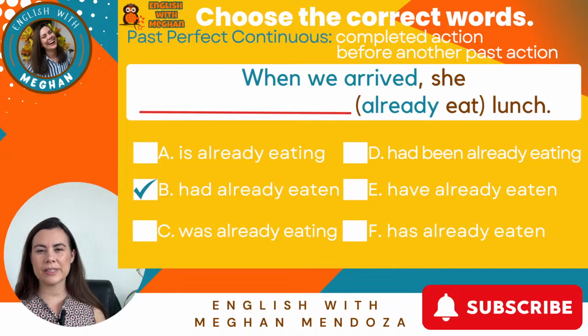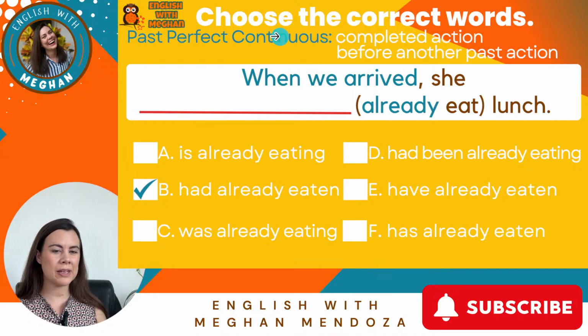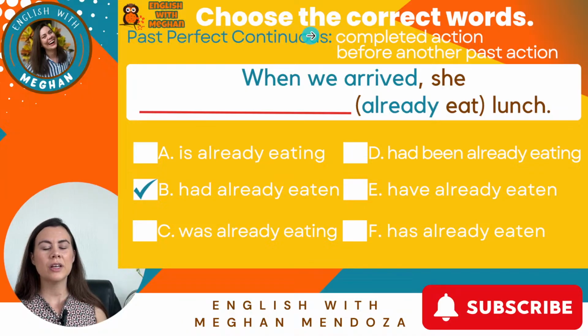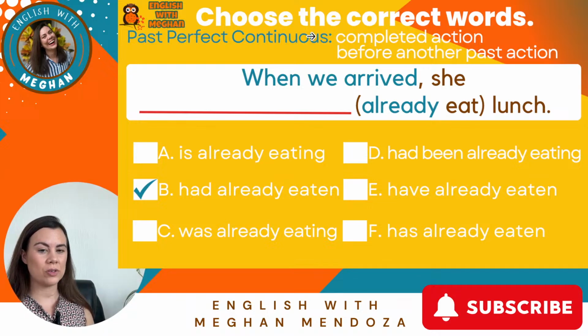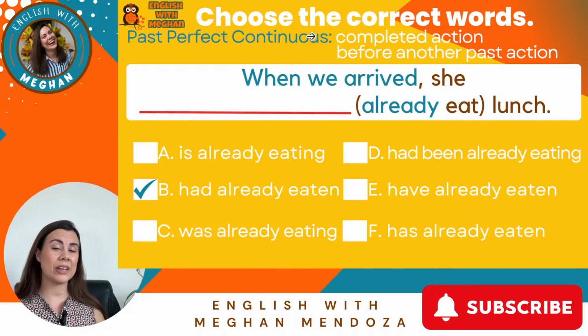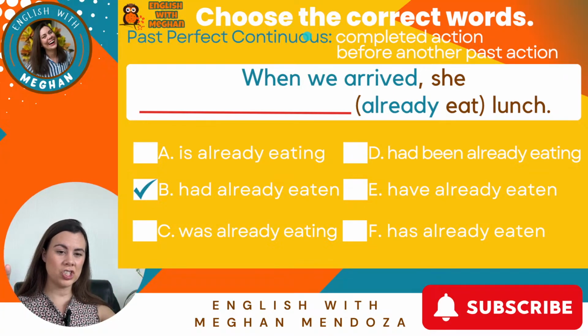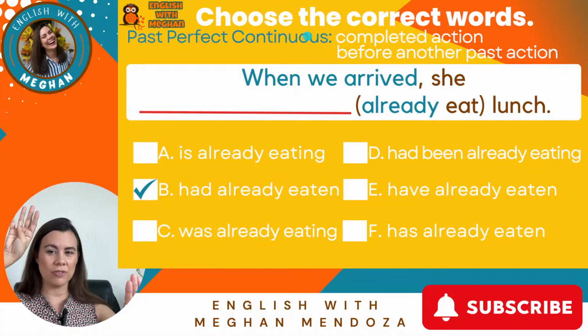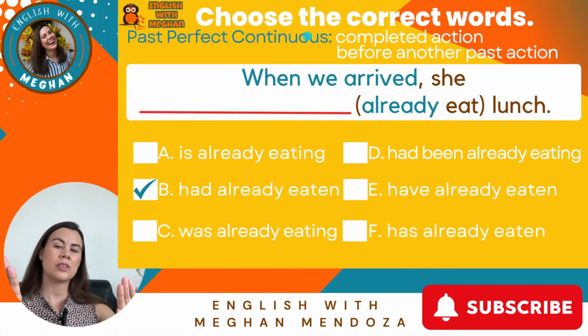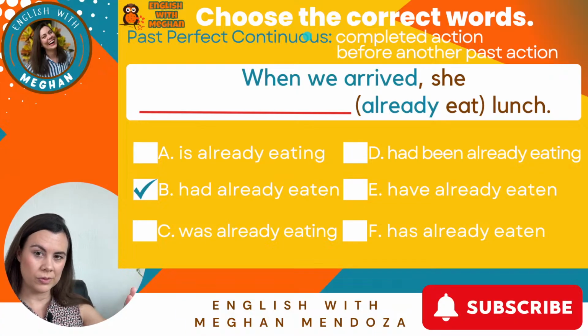Okay, and I made a mistake here too. I put past perfect continuous, but it's not continuous. It's just past perfect. Sorry about that again. So she had already eaten, which emphasizes something finished. So two finished actions in the past. She ate lunch, she finished eating lunch, and then we arrived.